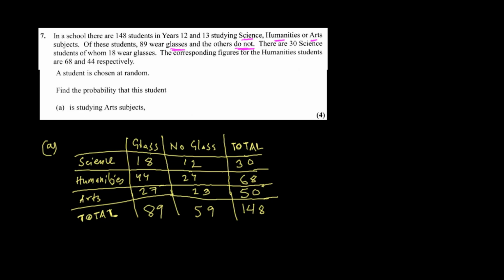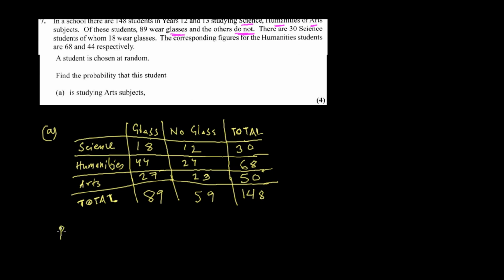So let's find the probability. We want to find the probability that a person studies arts. So probability of arts. The event is the person has to be an art student. So total of arts, glasses or no glasses, there are 50 art students. So you write 50 here. That's the event that you want, divided by the total sample space, everything that can happen. So there are altogether 148 students in total. So 50 divided by 148, that's the probability they're looking for.